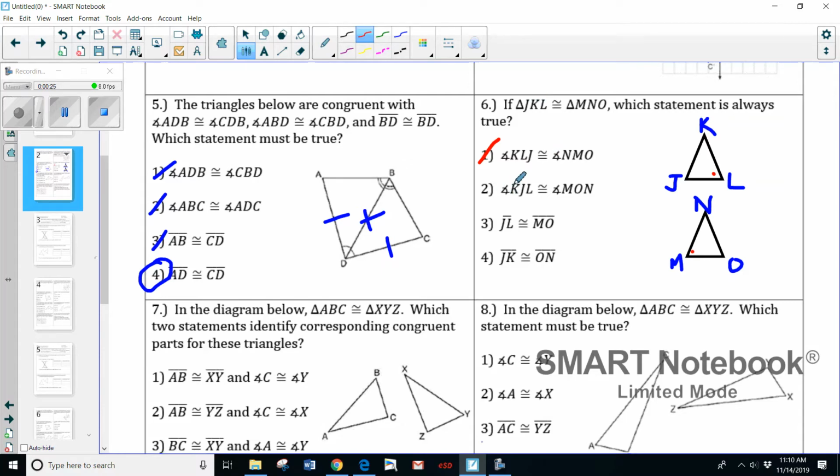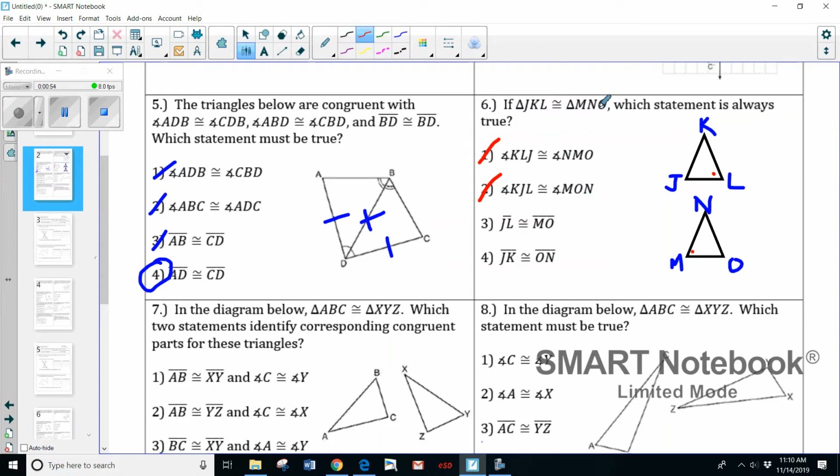Okay, so for choice 2, right, angle KJL. So you look at the order. So see how K is in the middle, then the first J, and then L. Like it went middle, first, last. It would have to do it over here as well. Well, middle, first, last would be NMO. This does not say NMO. So if you don't have a diagram, you can get it just looking up here at the order of the letters.